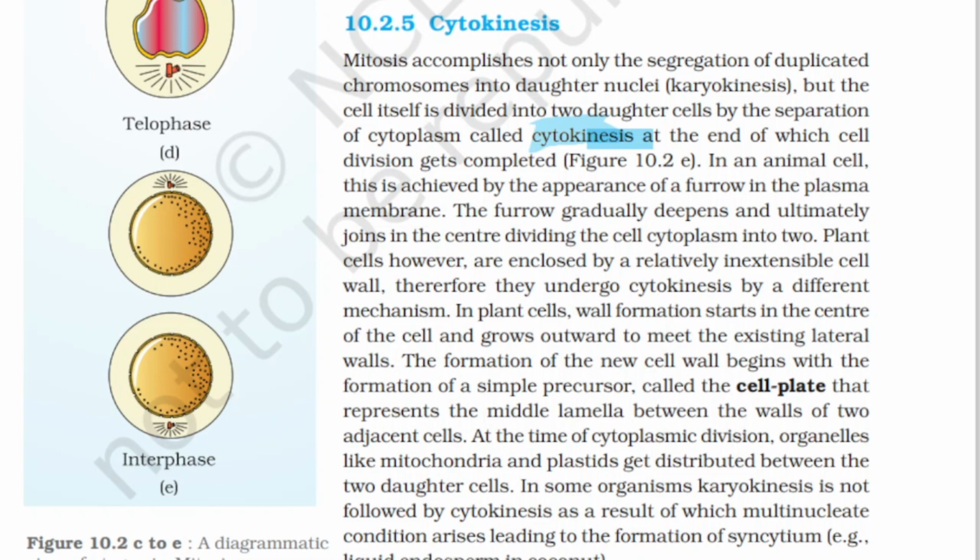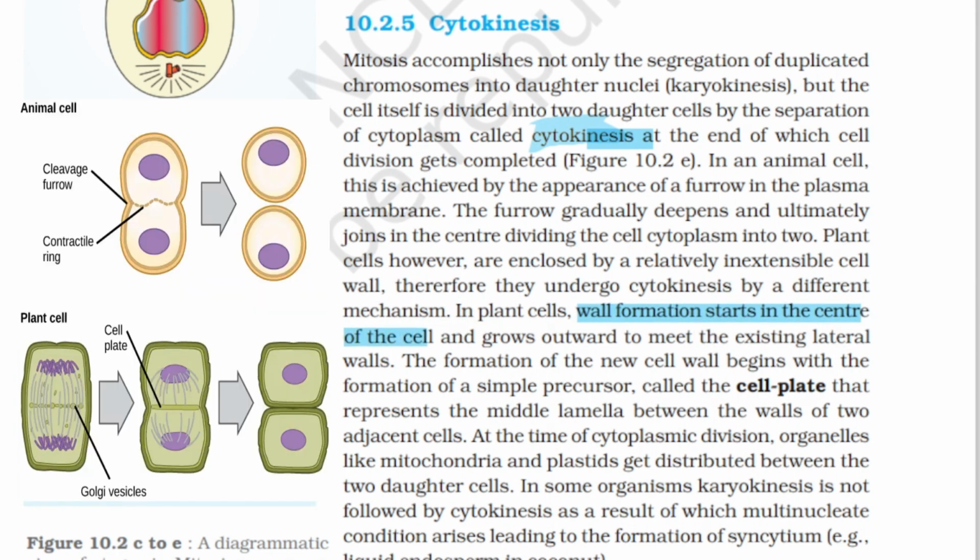In plant cells, wall formation starts in the center of the cell and grows outwards to meet the existing lateral walls. Okay, so I'll show you how exactly this works.